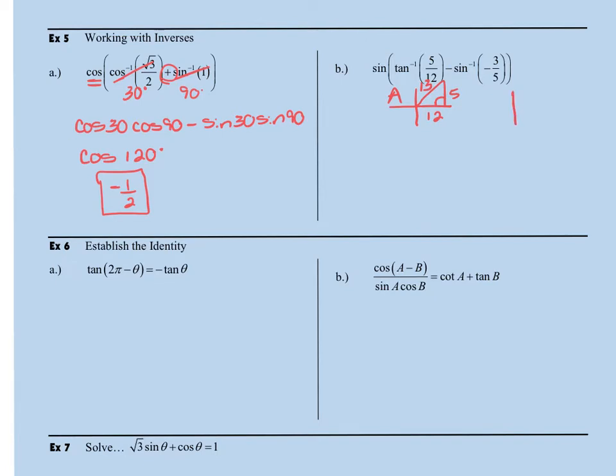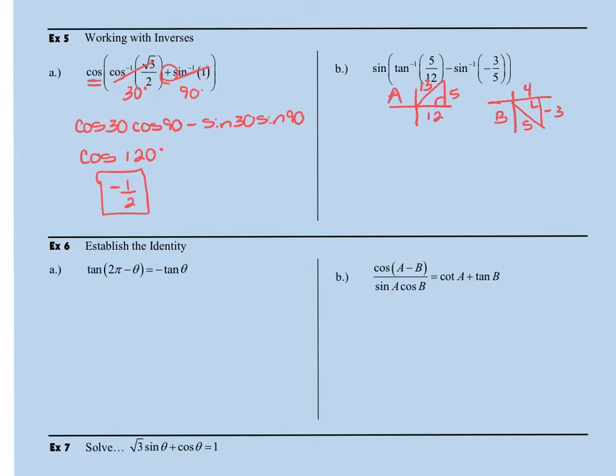Then I would go ahead and set up my triangle for the sine. Now that ratio is going to be negative, so I'm going to draw my triangle down here in the fourth quadrant. I'm going to do my opposite of negative 3, my hypotenuse of 5. It's again an easy Pythagorean triple, so I can fill that in as a 4, and I would label this as angle B.